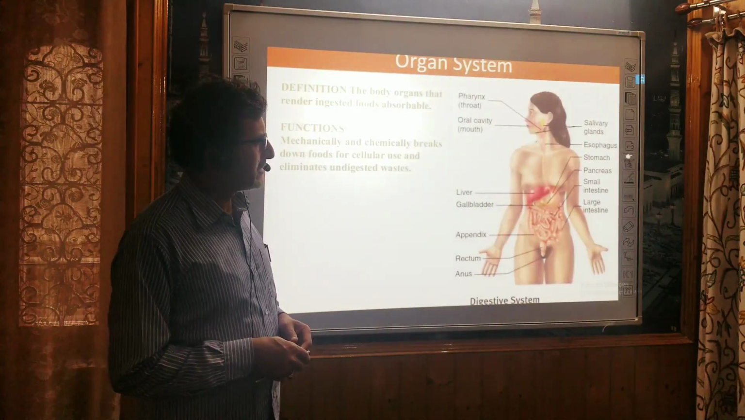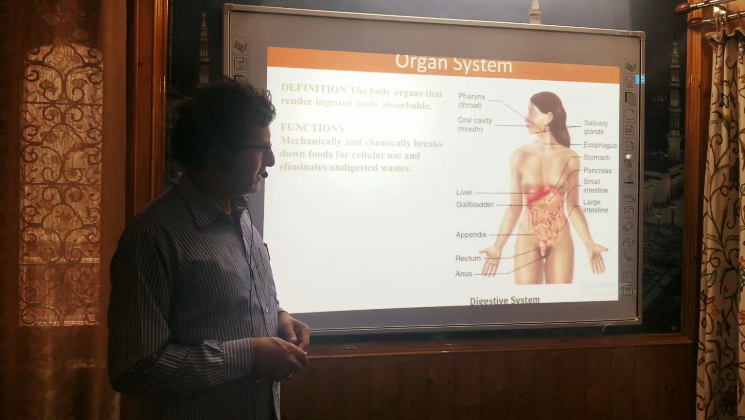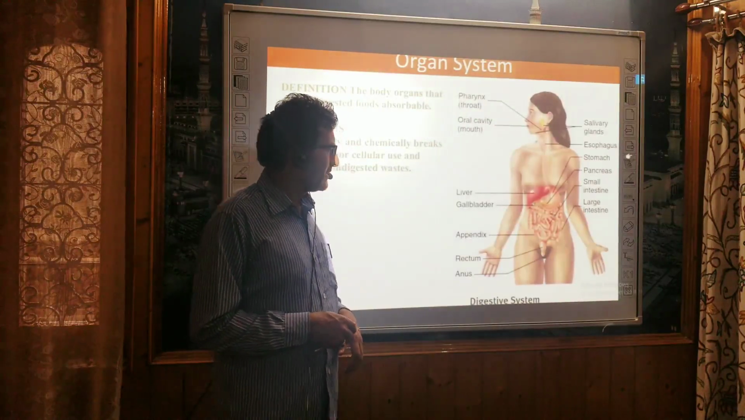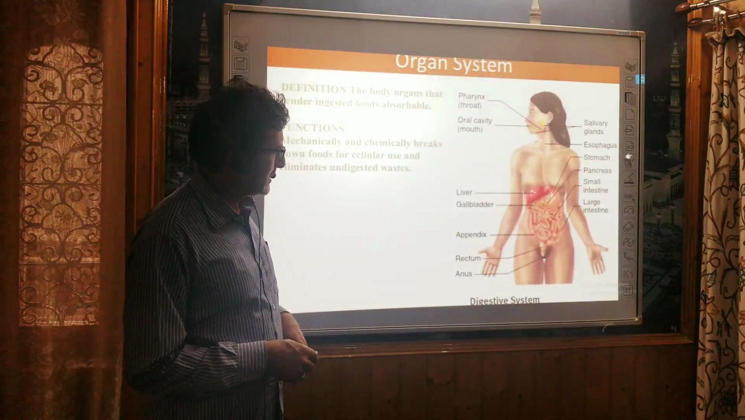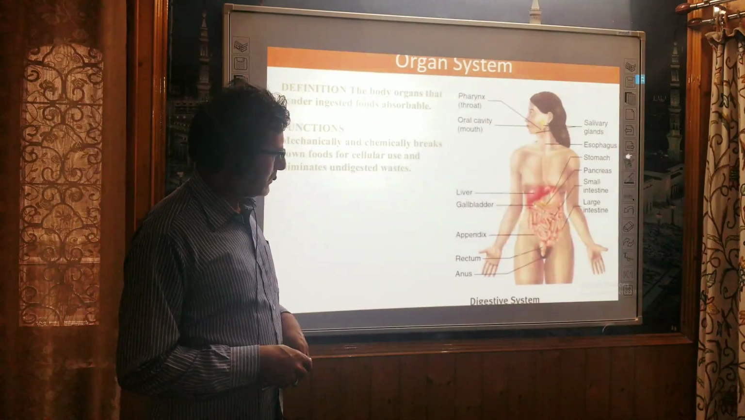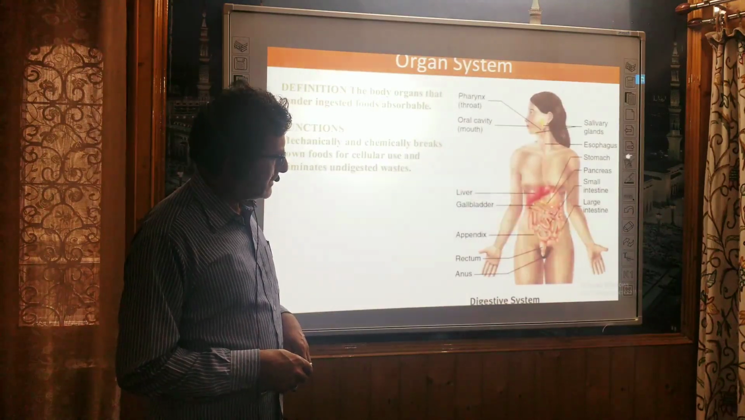Stomach is a pouch-like structure having two parts, cardiac side and pyloric side, and having different types of cells which secrete pepsin, lipase, renin, HCl. This is the liver, the largest gland in our body, which secretes bile. This is the gallbladder, which lies inside the liver. This is the large intestine, this is the small.